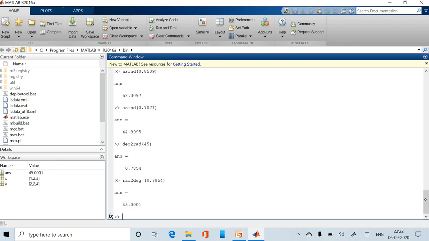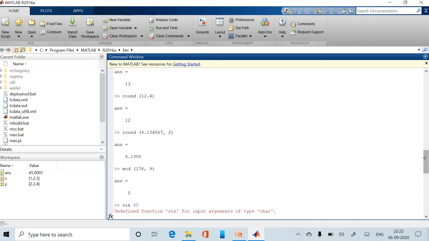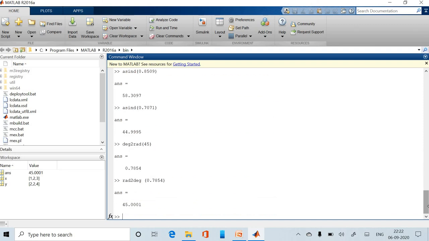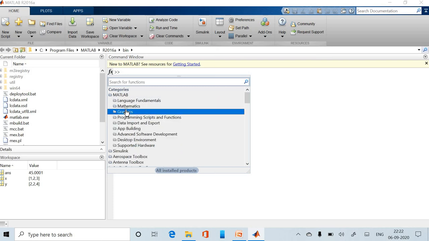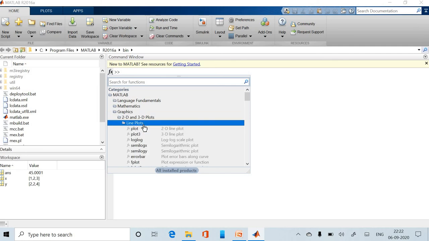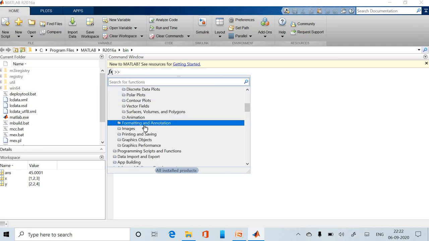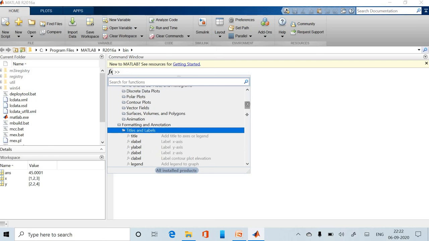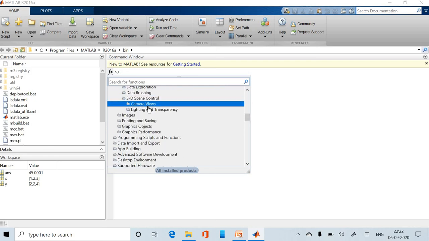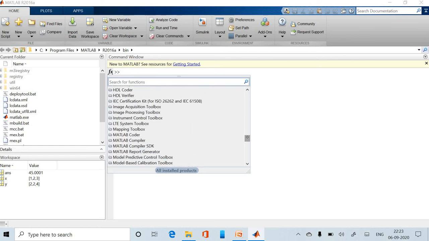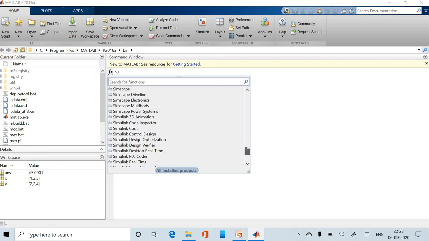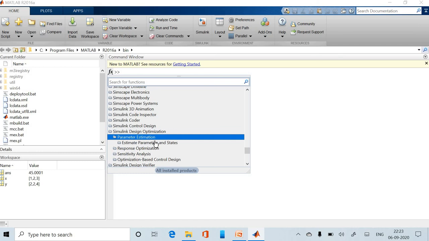So these were the basic built-in functions which are available in MATLAB. See, there are many functions you can see. Entering commands, language fundamentals, mathematics, graphics, 2D and 3D plots. You are getting many functions, so all of them are not possible to explain. I am just giving you some basic things. So according to your applications, you can use every one of them. Okay.